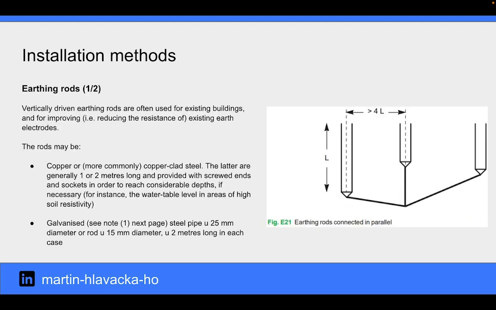Earthing rods. Vertically driven earthing rods are often used for existing buildings and for improving existing earth electrodes. The rods may be copper or copper-clad steel. The latter are generally 1 or 2 meters long and provided with screwed ends and sockets to reach considerable depths if necessary. Or galvanized steel pipe less than or equal to 25 mm in diameter, or rod less than or equal to 5 mm diameter, less than or equal to 2 meters long in each case.